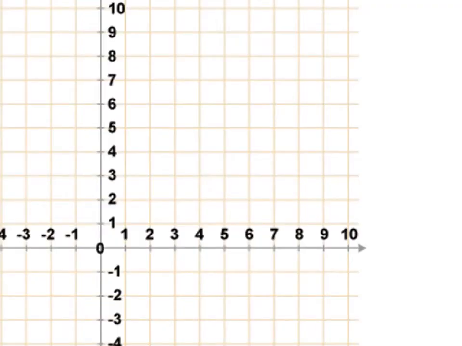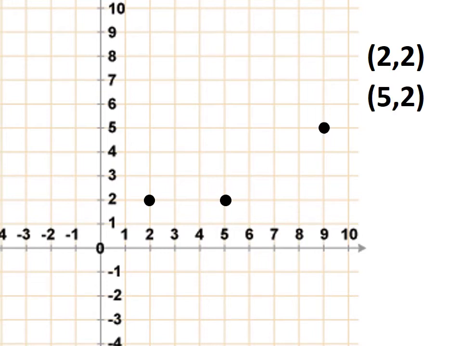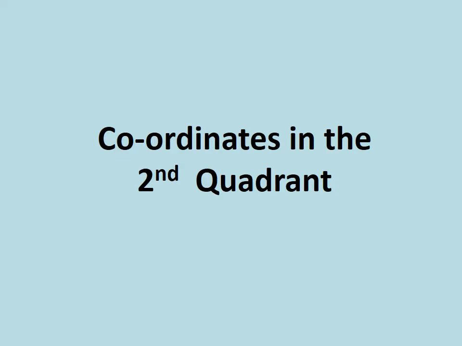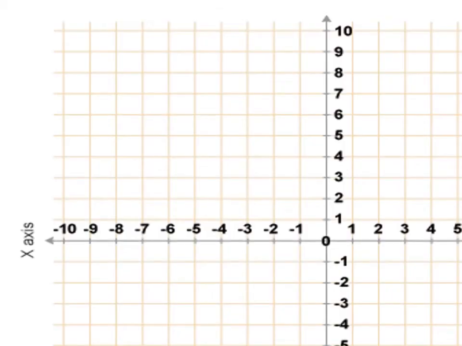Okay, so this is the first quadrant. This is what we're used to. That's the point 2, 2. What would this point be? 5, 2. And this one? 9, 5. And this one? 6, 7.